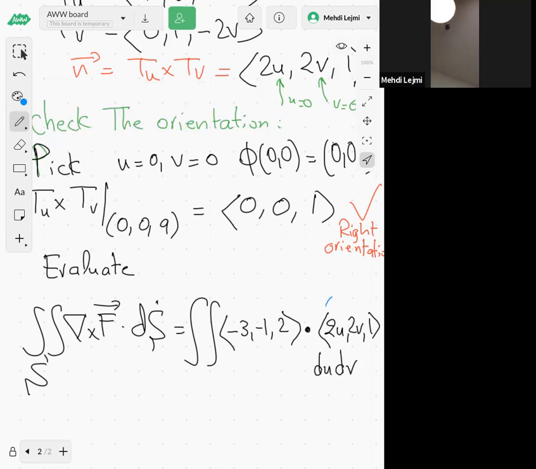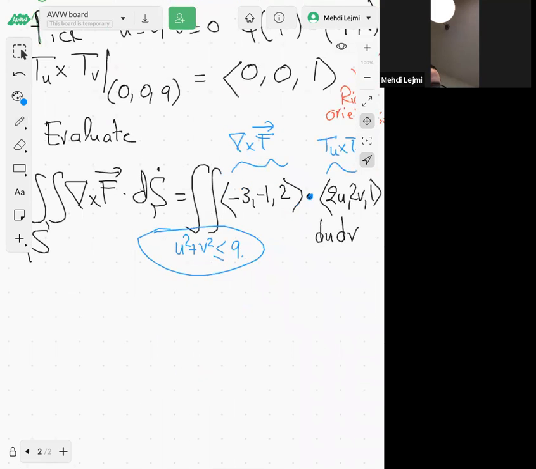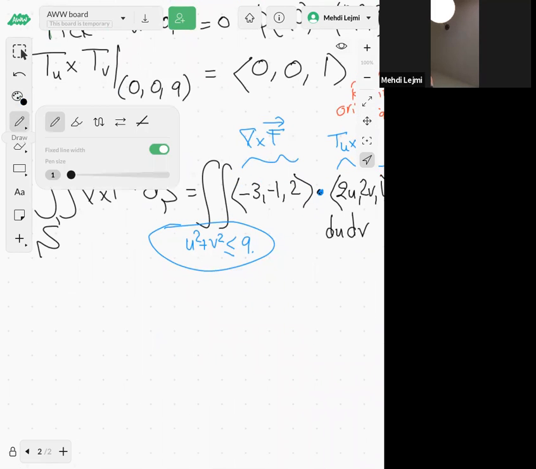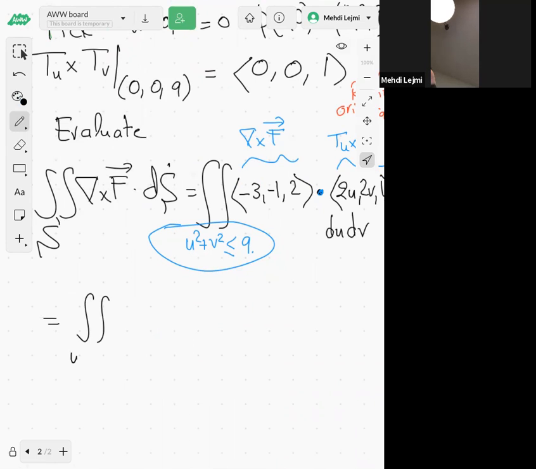So this is my Tu cross Tv, and this is my curl of F, and this is the scalar product, du dv. The domain, of course, you need u squared plus v squared to be less than or equal to 9. Because the domain is the interior of a circle, it's better to use polar coordinates in this case. I think you know how to do this, guys. Let me write it down very quickly. It's going to be -6u - 2v + 2 times 1, du dv.